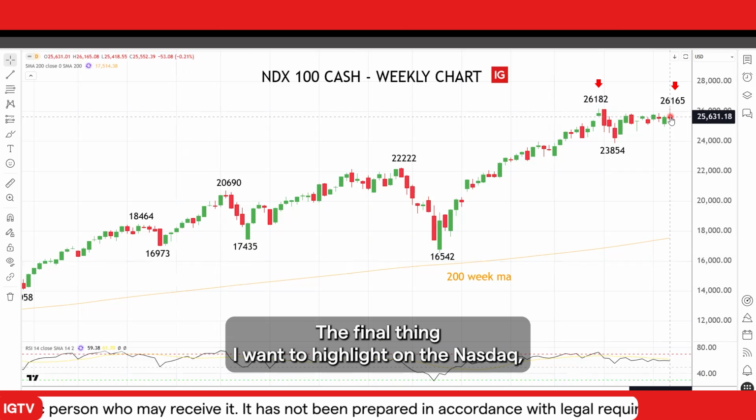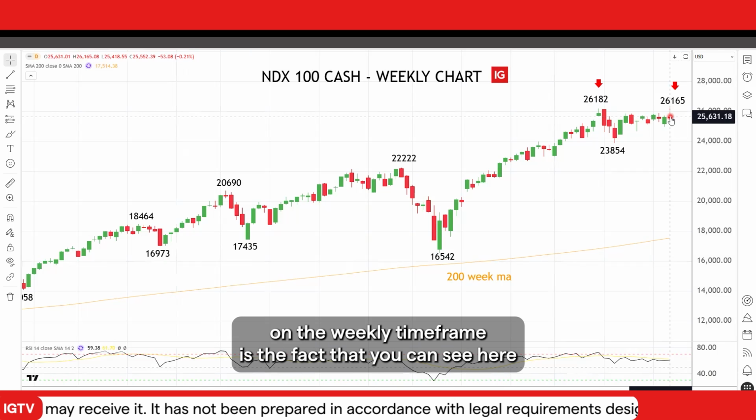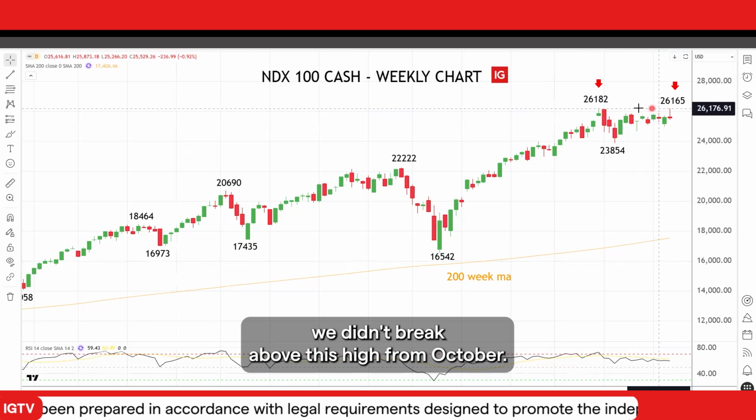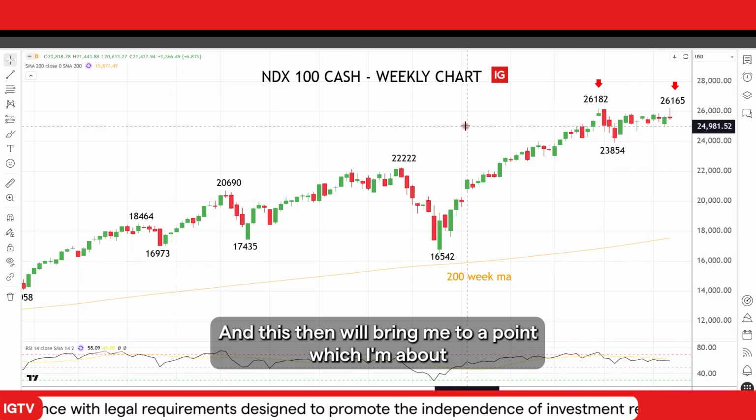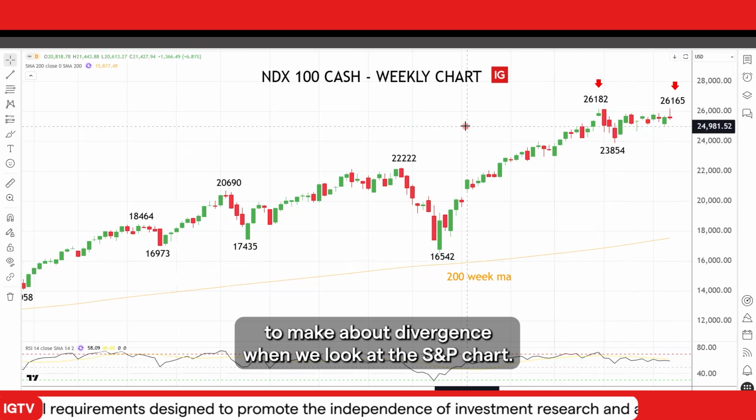The final thing I want to highlight on the NASDAQ on the weekly time frame is the fact that you can see here we didn't break above this high from October, and this then will bring me to a point which I'm about to make about divergence when we look at the S&P chart.